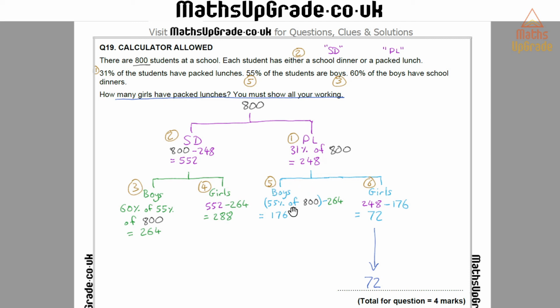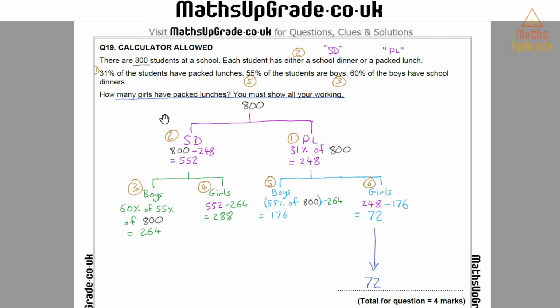The next section I'm working is here. It tells me 55% of the students are boys. So if I can find 55% of 800, which I can do by doing 800 times 0.55, but then remember to subtract the number of boys that have school dinners, so subtract this 264, that leaves me with 176. So 176 boys have packed lunches.